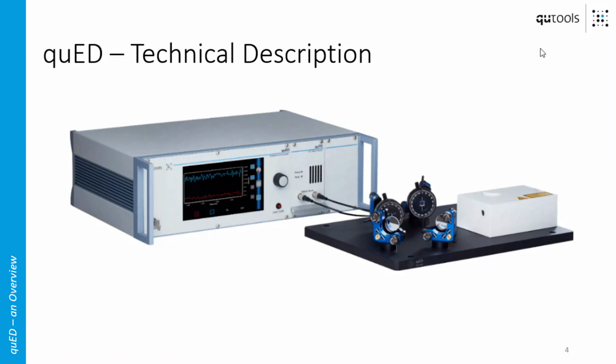Before we do that, we should have a look at the experimental system that we use, which is our qED Entanglement Demonstrator. Basically, it consists of two parts. One part sits in this gray box over here, which is all the electronics and also the photon detectors, and then there's an optical part on the right side where we produce the entangled state and where we can also measure its properties.